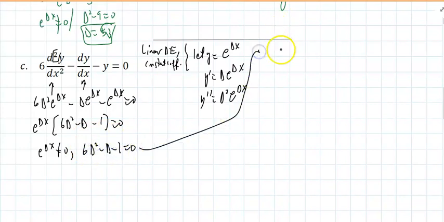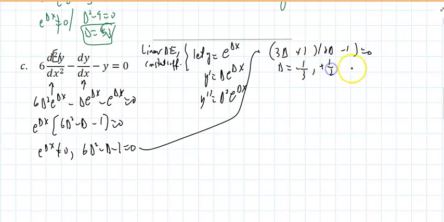That indicates that 3d plus 1 and 2d minus 1 equals 0. So d is negative 1/3 or positive 1/2. So the solution set is e to the negative x over 3 and e to the x over 2. That's the solution set.